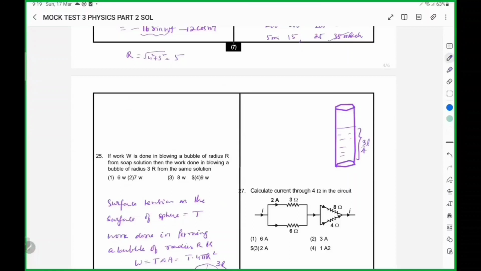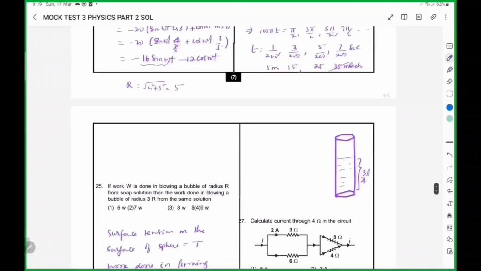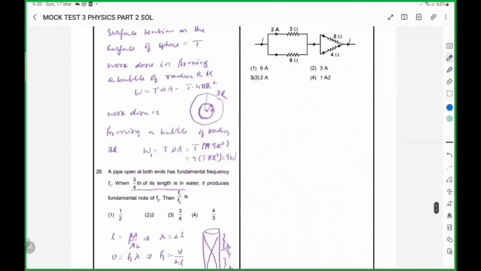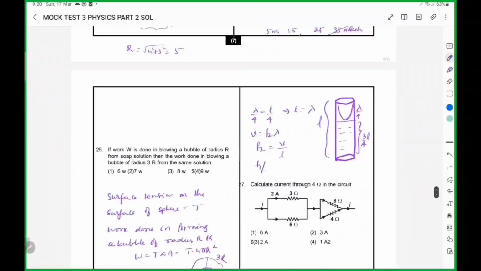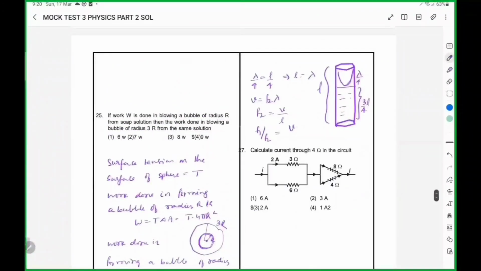So now, it produces a fundamental note that is lambda by 4, which is L by 4. L here is because total length is L. L minus 3L by 4 is L by 4. V here is F2 lambda, so F2 will be V by L. What he is asking is F1 by F2. F1 here is V by 2L, divided by V by L.